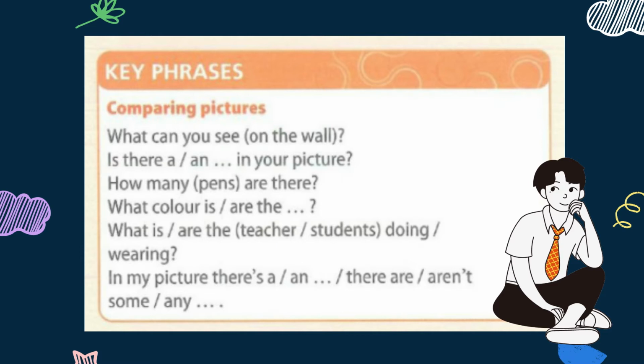Now, let's take a look at the key phrases. When we are comparing the pictures, these are the sentences and also the questions that we can use to compare the pictures or to compare anything. If you have two things to compare, you can use these key phrases. Number one, what can you see on the wall? Let's say if there are two posters, what can you see on the wall?